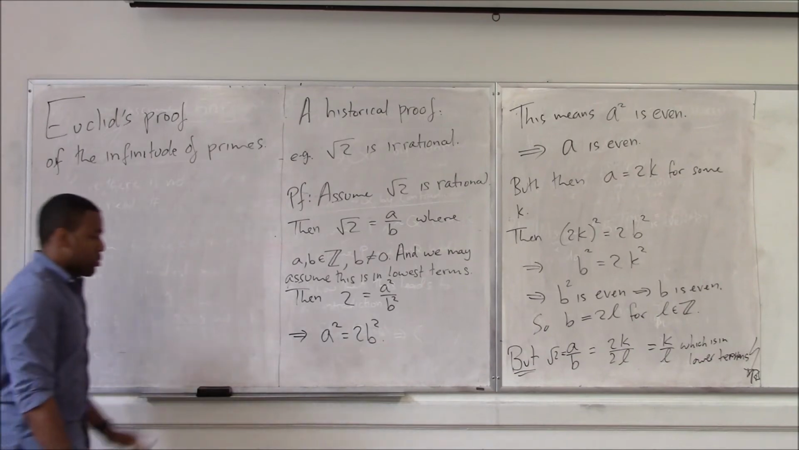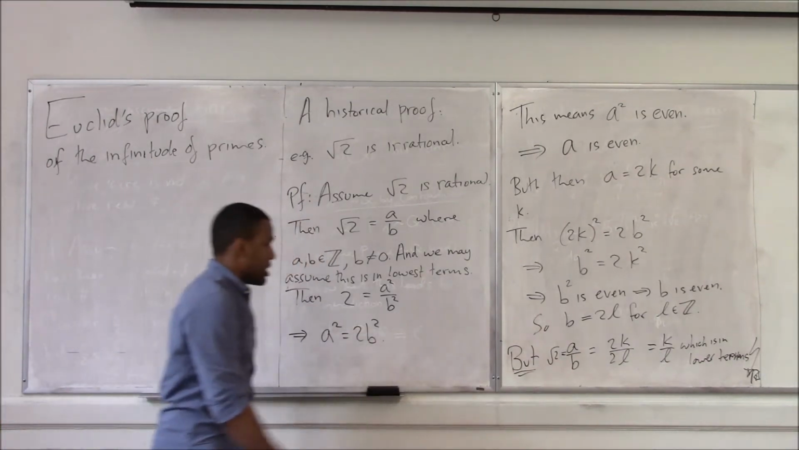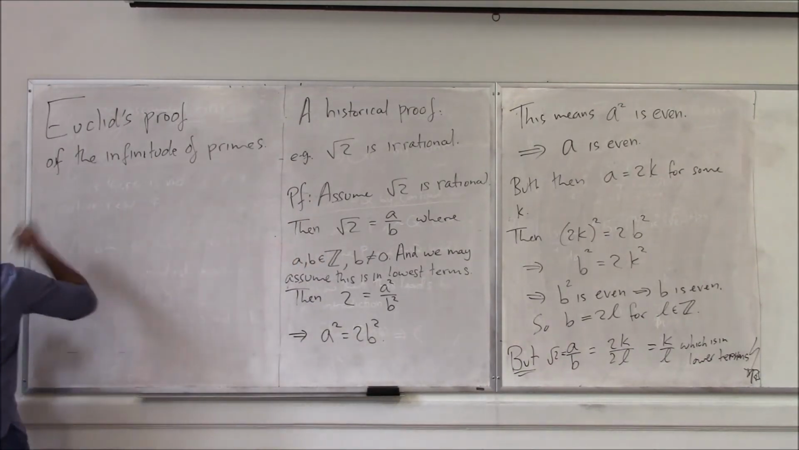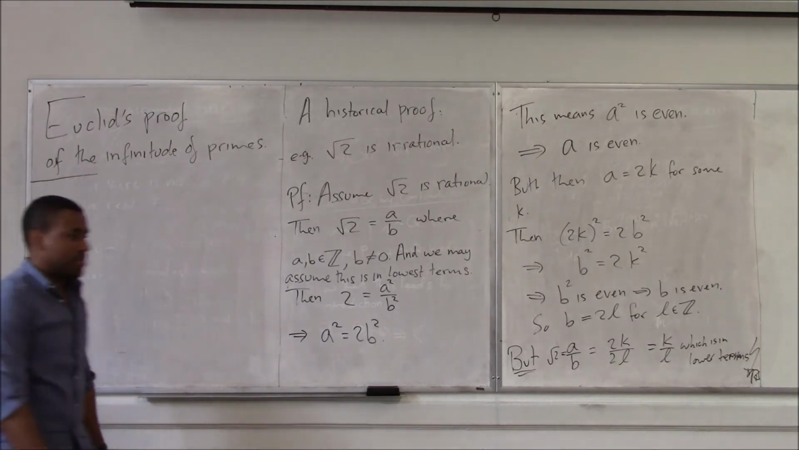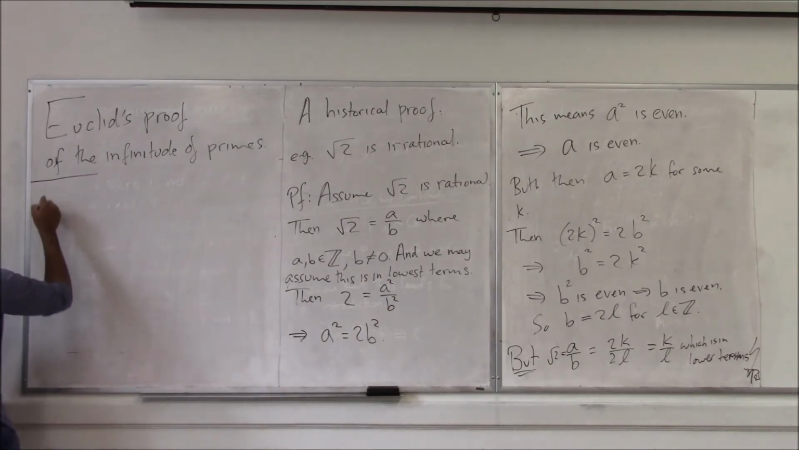So there are an infinite number of primes. And how he did this was a proof by contradiction. Reductio ad absurdum, I think is the Latin phrase for it. It reduces to an absurd claim. Here's the proof.